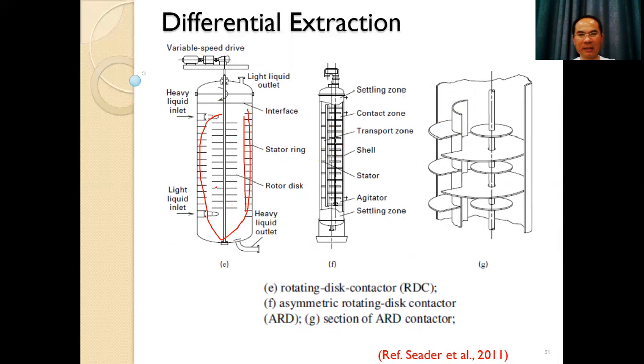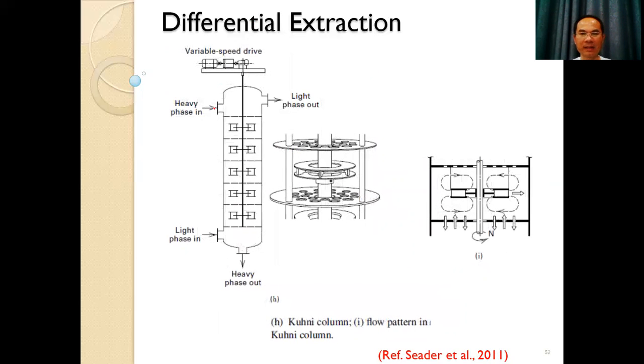This is also a rotating contactor, but in this case it is asymmetric, with a sector of the inside area. Okay, another one like this is another design.